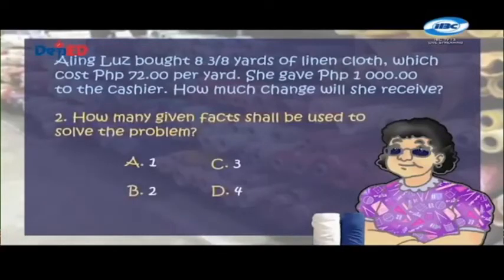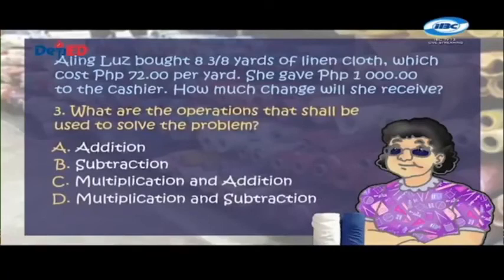Number 2. How many given facts shall we use to solve the problem? A. 1. B. 2. C. 3. Or letter D. 4. Number 3. What operations shall we use to solve the problem? A. Addition. B. Subtraction. C. Multiplication and addition. Or letter D. Multiplication and subtraction.